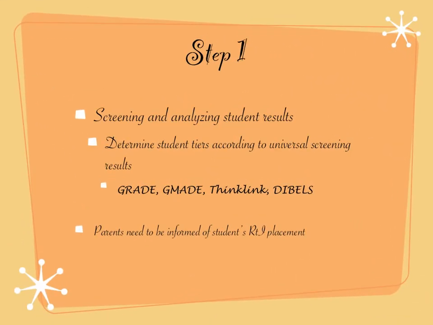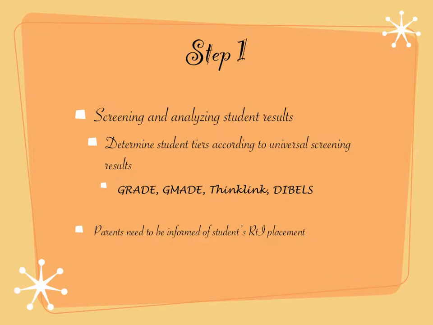Step 1, you will need to screen and analyze student work. You may be able to use the student folders that have been passed on year to year and use the grades you made, ThinkLink results. You may want to do DIBELS. So you can use last year's results and place your students, or you can do a new screen this year to see what tier they're in.